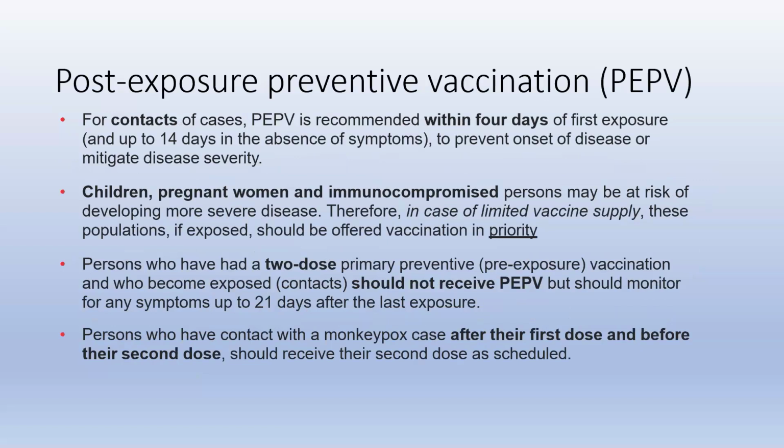Children, pregnant women, and immunocompromised patients may be at high risk of developing more severe disease. So in cases of limited vaccine supply, these are the groups that need to be prioritized before the general population is considered. Persons who have had a 2-dose primary preventive vaccination who become exposed do not need to receive post-exposure preventive vaccination and should just be monitored for symptoms for 21 days.